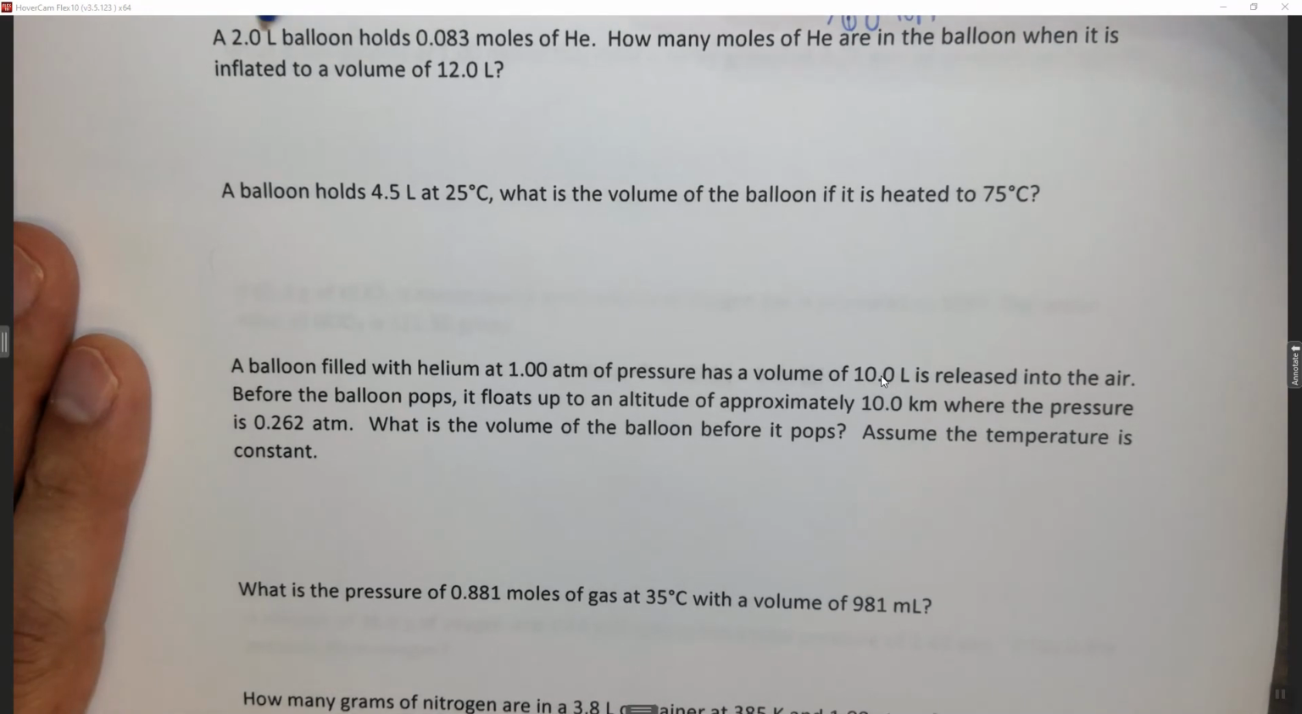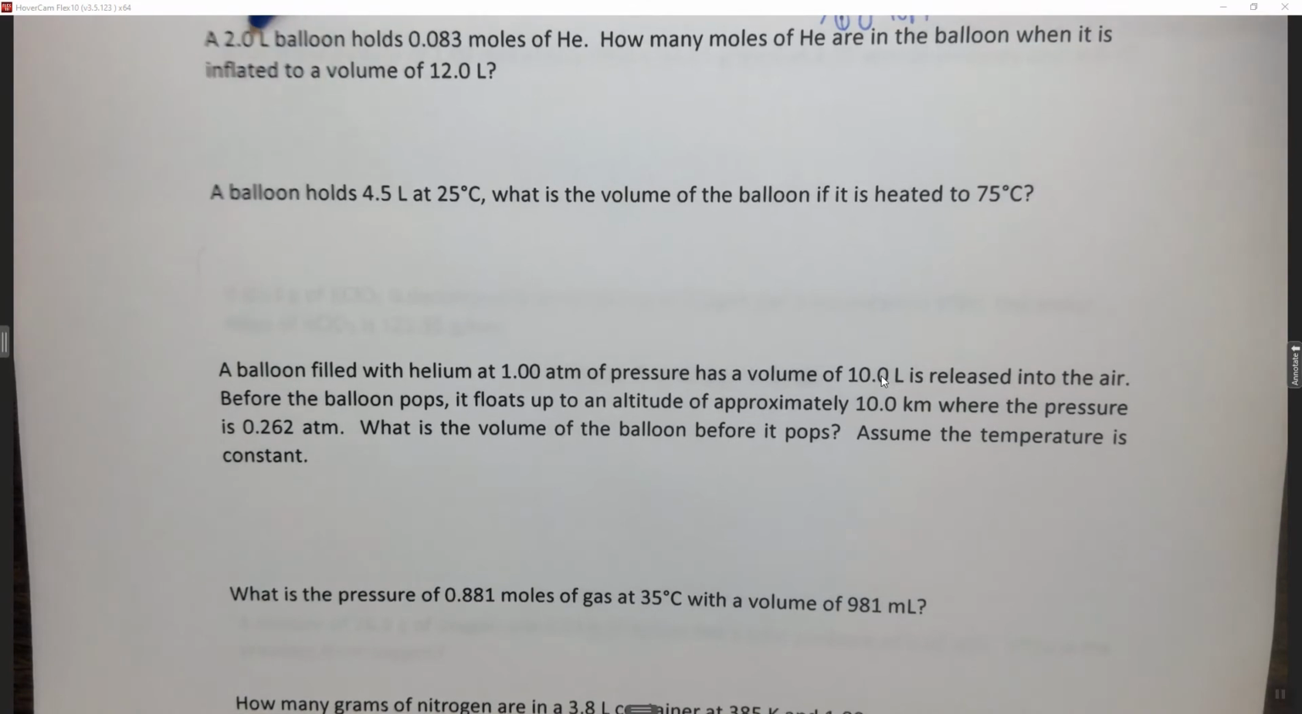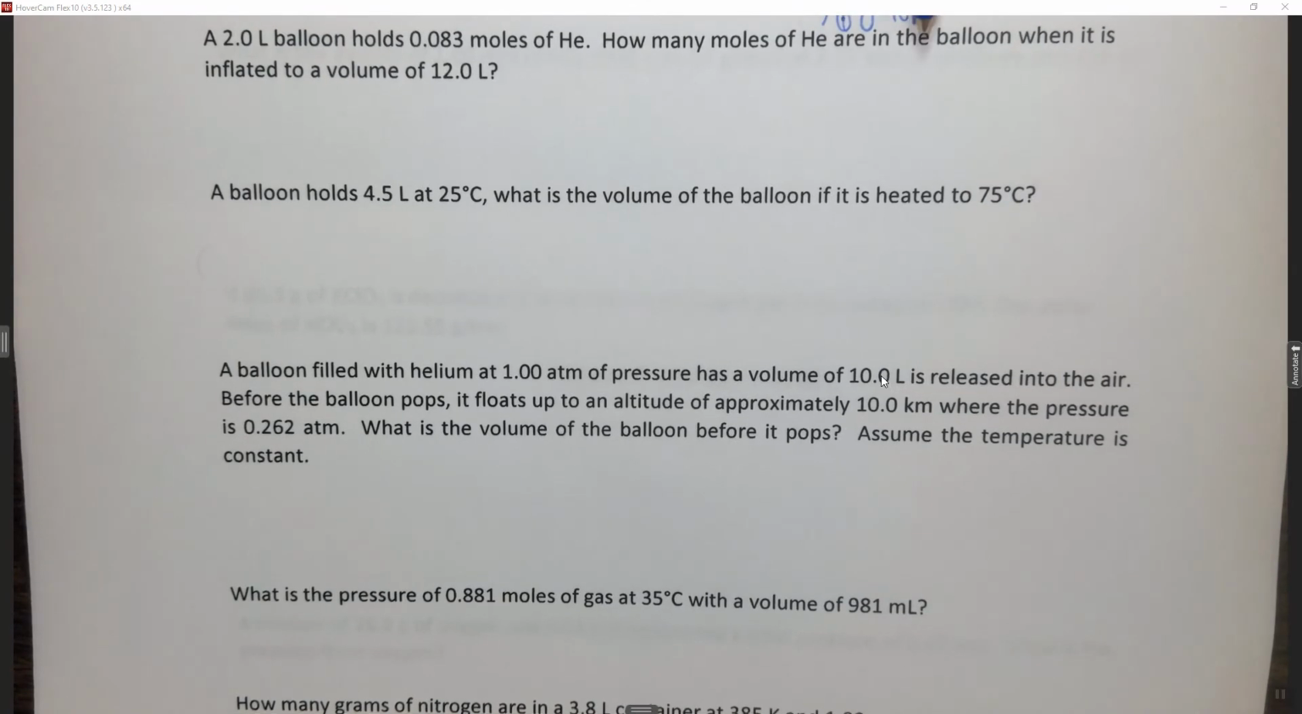The question says a 2-liter balloon holds 0.083 moles of helium. How many moles of helium are in the balloon when it is inflated to a volume of 12 liters? So in this case, we're comparing the change in volume with the change in moles.